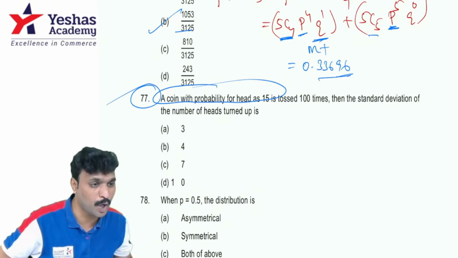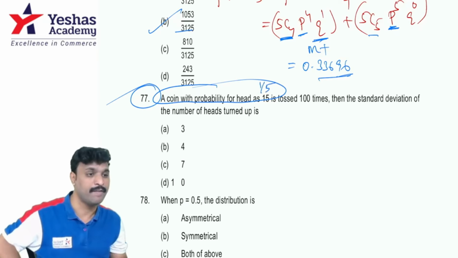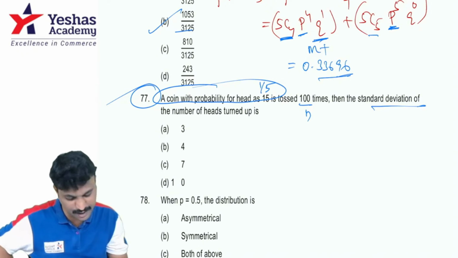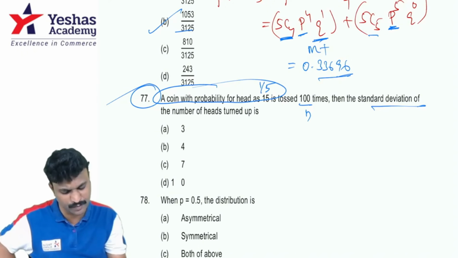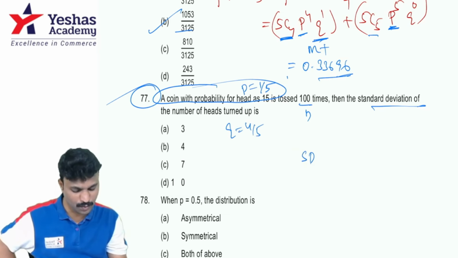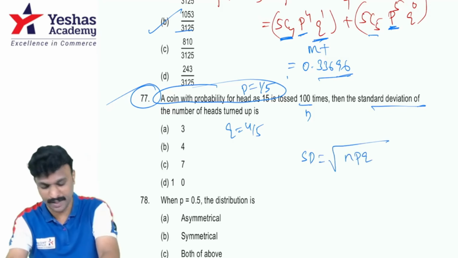A coin with probability for head is 1 by 5. It is not 15, it's 1 by 5. It's tossed how many times? N is equal to 100. Then the standard deviation. Guys, probability of success is 1 by 5. Obviously, this is P. Q will be 4 by 5. They're asking SD. So what is SD using binomial distribution? Root NPQ. Correct?